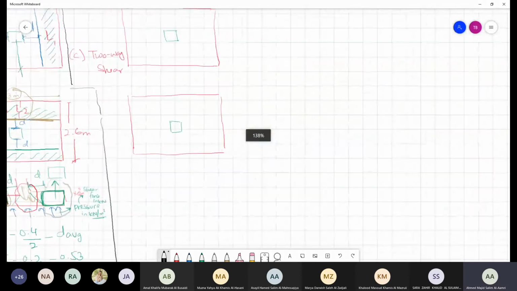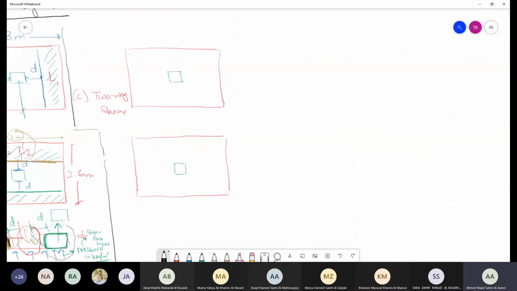Now, two-way shear will be happening after a distance of how much? After a distance of 1.5d. So what we need to do, we need to take 1.5d from here, 1.5d from here, 1.5d from here. Now, if we do that, we are going to have two areas, if you remember.